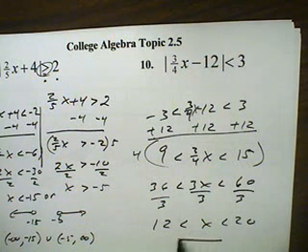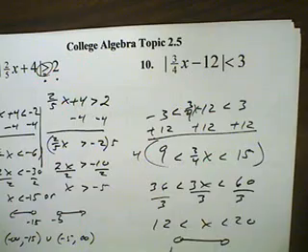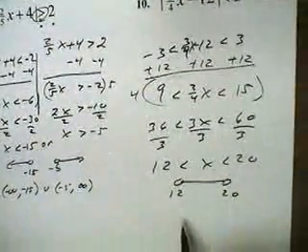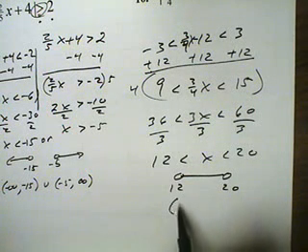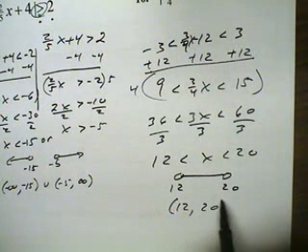The graph for this will be a line segment with open ends at 12 and 20, and the interval notation for this will be parentheses 12 comma 20 parentheses.